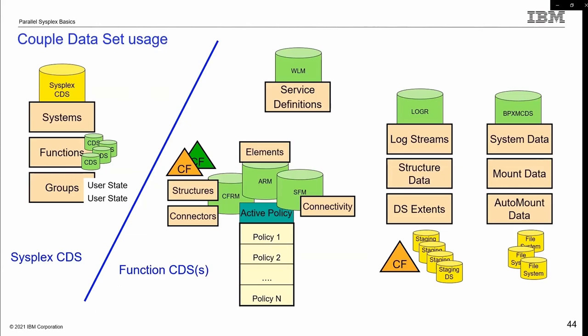There are also other couple data sets. Workload Manager has its service definitions inside of a couple data set. Logger, which has common logs for all the systems in the Sysplex. You can have the idea of log streams and structured data, logging first writing to the coupling facility and then eventually getting written out to DASD as a fast write type of technology. And then even Unix System Services also has its own couple data set. There are other couple data sets as well that are used in the system, not just the Sysplex couple data set.